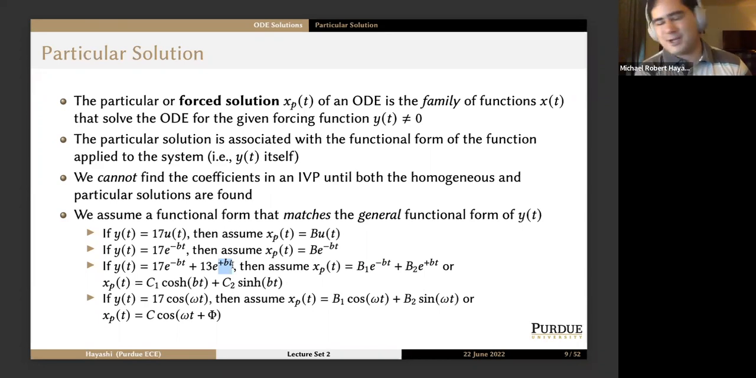Now, mathematicians would say, okay, we'll have x sub p is equal to c1 hyperbolic cosine of bt plus c2 times hyperbolic sine of bt, where hyperbolic sine and cosine are defined as a linear combination of e to the minus bt and e to the plus bt. Since they're both linear combinations of the same functions, we could rewrite it using this different basis instead.